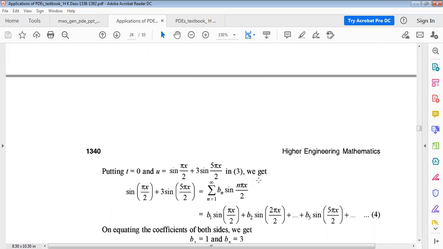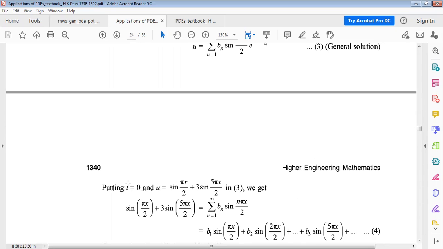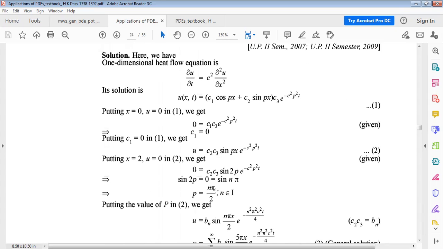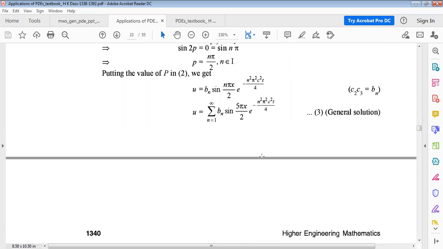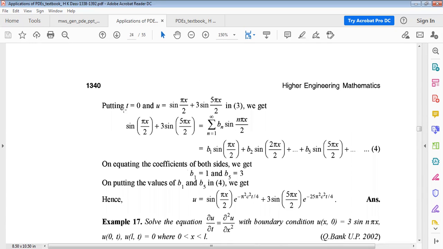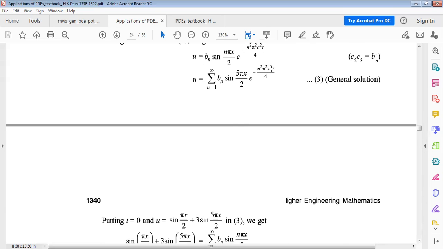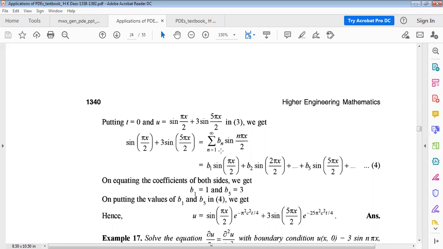Remember it. Now again, putting t equals 0 and u equals the given initial temperature in equation 3. So u equals this, and putting t equals 0, e to the power 0 means 1. So this remains only.